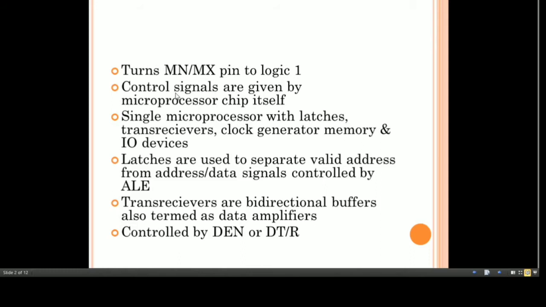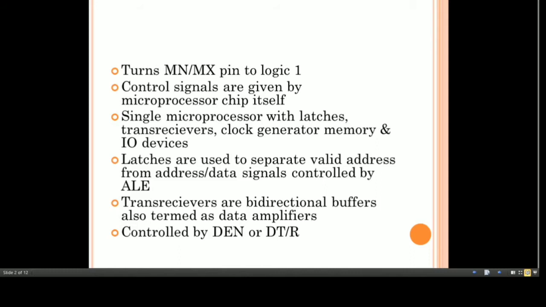It is a single microprocessor with latches, transceivers, clock generator, memory and IO devices. Latches are used to separate the valid address from address or data signals, controlled by ALE. Transceivers are bidirectional buffers, also termed as data amplifiers, and these are controlled by the DEN and DT/R bar pins.